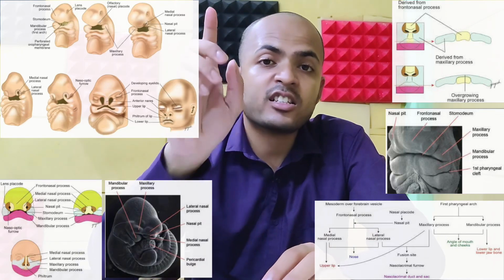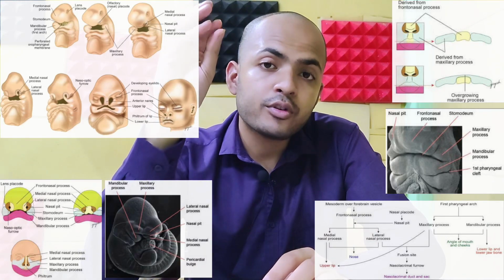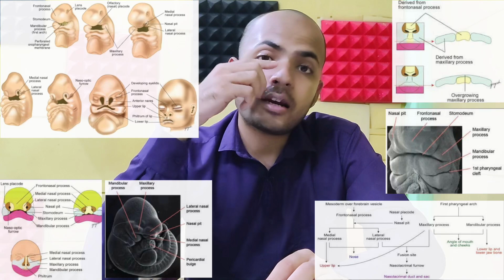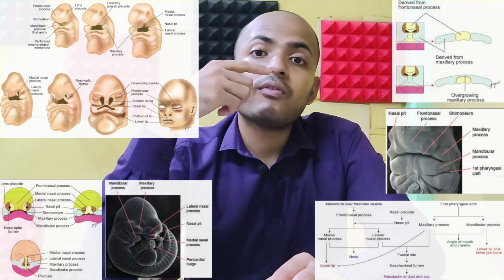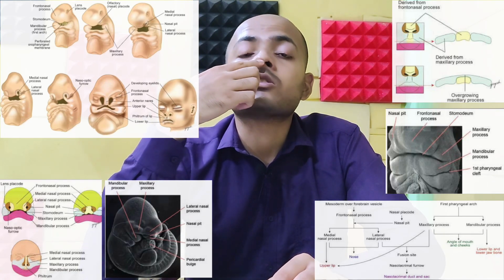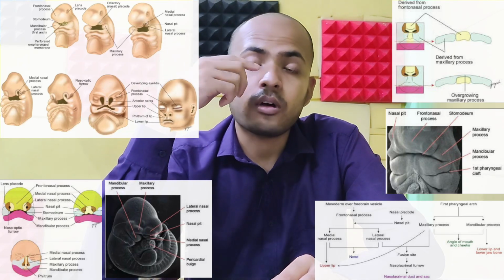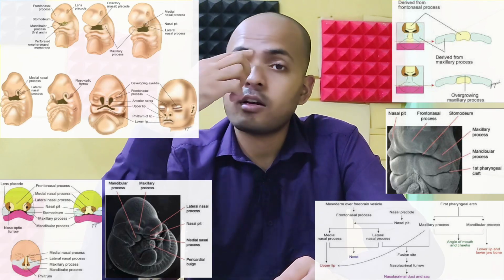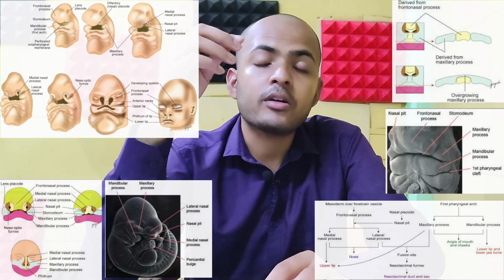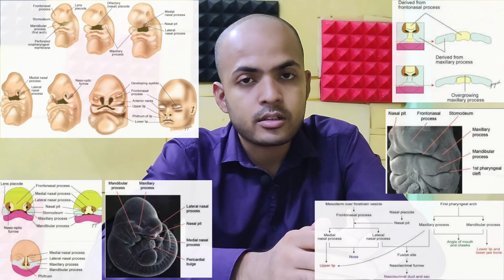Now one extra knowledge point for you: fusion of the maxillary process with the lateral nasal process forms the ala of the nose, but along with this it also forms our nasolacrimal furrow inside. Within a few weeks the nasolacrimal furrow converts into the nasolacrimal duct. This is the overall basic development of the face.